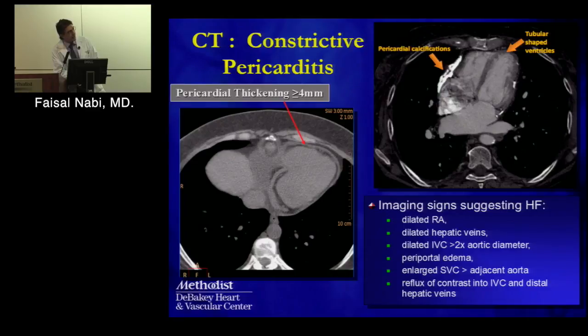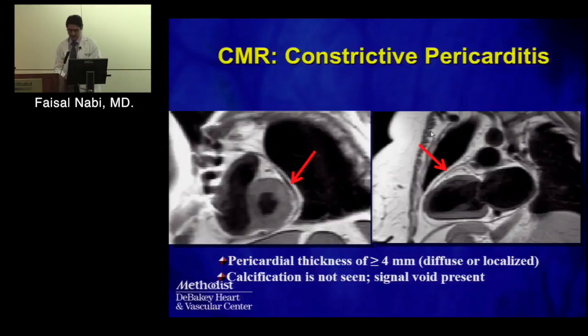I hope you can appreciate now the conical, tubular form that the ventricle starts assuming because it's being restricted from its normal morphology by this thick sac that's around it. And then, of course, a lot of the other features that I had mentioned suggesting heart failure, such as dilated atria, the dilated systemic veins, an IVC that's greater than the aortic diameter, reflux of contrast into the IVC and hepatic veins, indicating elevated right atrial pressures. And so a lot of these we can just quickly identify with CT.